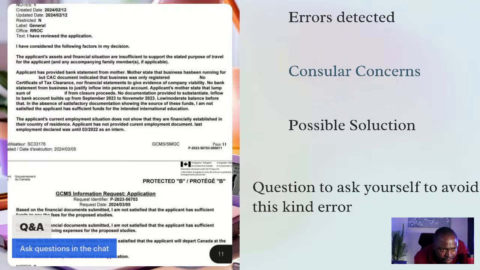Low or moderate balance before that. In the absence of satisfactory documentation showing the source of funds, I am not satisfied that the applicant has sufficient funds for intended international education. The applicant's current employment situation does not show that they are financially established in their country. So you see, it all still boils down to finances again. You see, the major reason why people get refused for study visas is financial related.